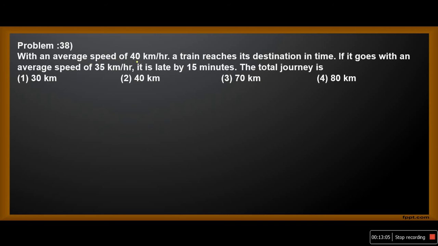With an average speed of 40 km per hour, a train reaches its destination in time. If it is traveling at 40 km per hour, it is reaching in time. If it goes with an average speed of 35, what is the time taken? It is late by 15 minutes. It means the time taken will be t plus 15 minutes. So convert in terms of hours, 15 by 60.